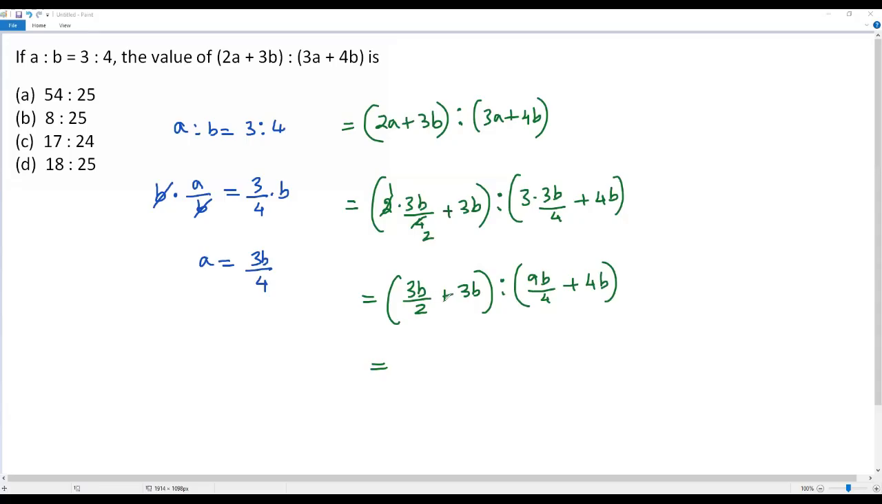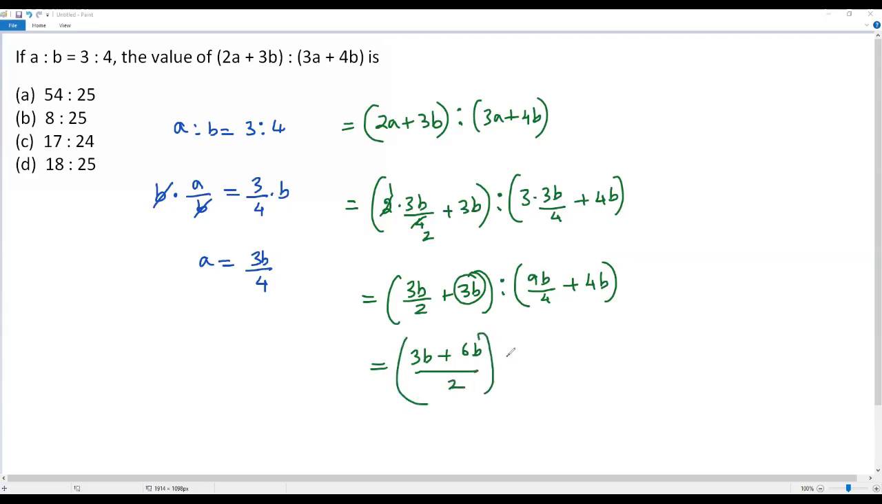Now I have to add the fraction and the integer, so let's treat this 3B as an integer. Whenever I want to add or subtract a fraction and an integer, I have to multiply the integer part by the denominator of the fraction. Once I'm done with this multiplication, I can take this 2 as a common denominator. Now I'm going to multiply this 3B by 2. When I do so, I get 3B + 6B, since 3B times 2 is 6B. Since I multiplied 3B by 2, I can take this 2 as a common denominator.